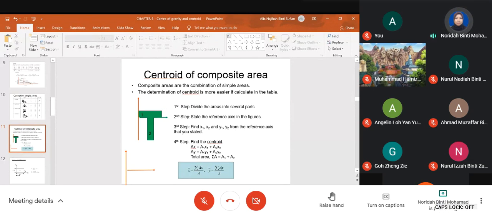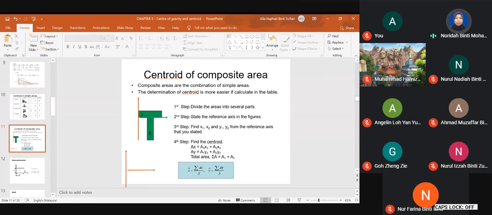Okay, step 3, once you have established the reference axis, you can proceed to find the x bar and y bar. In this slide, it doesn't show x bar here. I think because it is quite tedious to draw the line above the x or above the y here. After that, step 4, find the centroid.